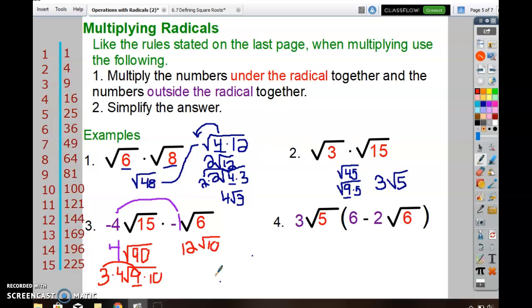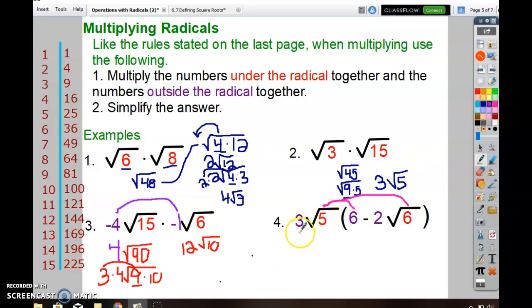Now, let's look at ones like number 3. It's a distributive property, but again, you're going to combine it the same way. You're going to take the radical on the outside, or the number on the outside, and multiply it by both terms. Final thing is you might have to start combining your adding and subtracting. So, if we look at number 4, I've got 3 radical 5 times the quantity of 6 minus 2 radical 6. So we know we can't combine our terms on the inside because this doesn't have a radical attached to it. But I know I can take the 3 radical 5 and distribute it to each term on the inside.